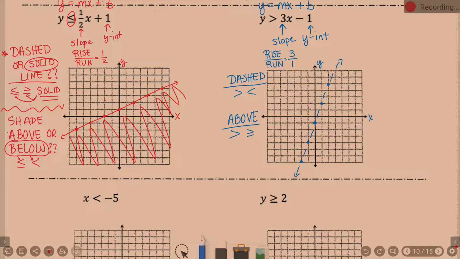It's based on where your y-axis is above the line. Is that what you're asking? For the y-intercept? That has nothing to do with it.